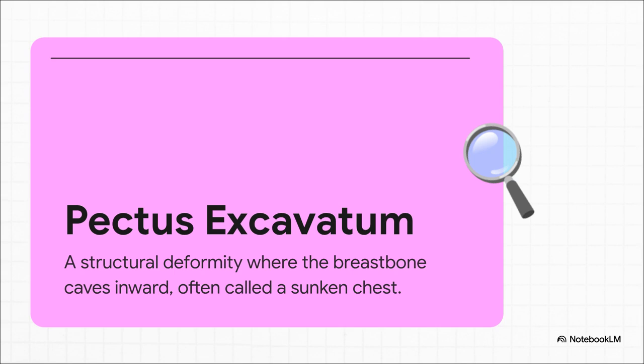The first is pectus excavatum, which translates to a sunken chest. This is where the breastbone literally caves inward, pressing right up against the heart and lungs. The exact opposite of that is pectus carinatum, which is often called a pigeon chest. That's where the sternum pushes outward. For both of these, surgeons basically have to go in and physically remodel the entire chest cavity so the internal organs have enough room to breathe.